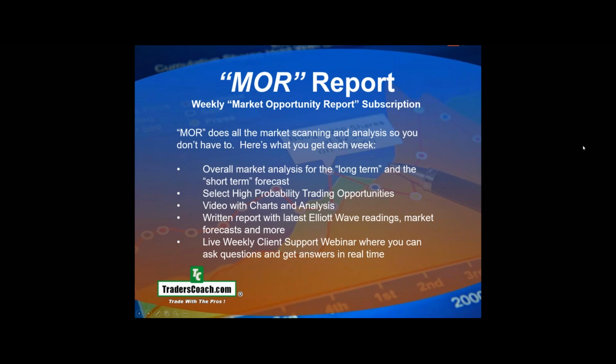Now, what we do with the market is basically the work for you. We do all the market scanning and analysis, so you don't have to. And here's what you get each week. Overall market analysis for the long-term and short-term forecast. We take a look at the Dow, and we're going to give you the short-term, what's going to happen for the upcoming week, as well as some of the long-term view on the Dow. We're going to give you high probability trading opportunities based on what we've looked at already. You'll see scans, we put things on watch lists, and then when they break out, that's when they go in the report. Video and charts with analysis, of course, that's the video I do every week, and a written report.